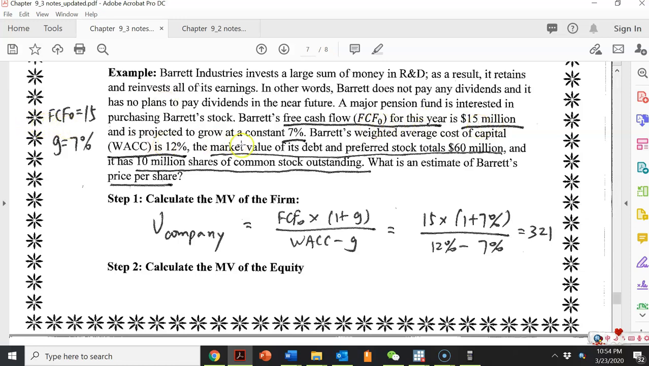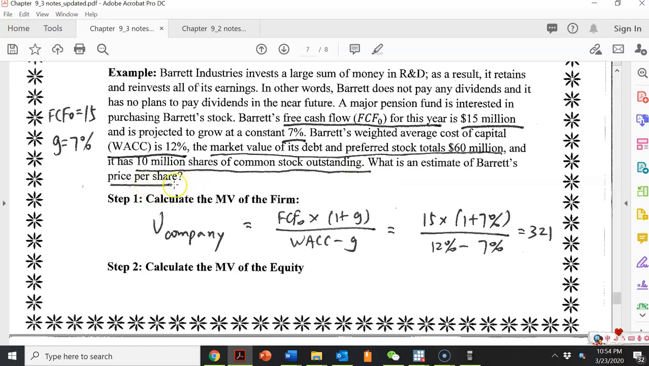And it is projected to grow at a constant 7%. Okay, we know g is 7%. Barrett's weighted average cost of capital, WACC, is 12%. The market value of its debt and preferred stock totals $60 million, and it has 10 million shares of common stock outstanding. What is an estimate of Barrett's price per share?